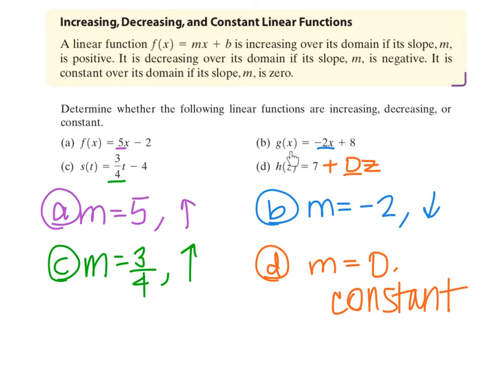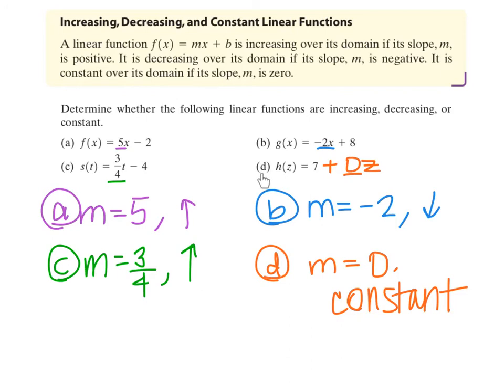Also in B, my input is x, my m value, my slope is negative 2, and that means that I have a decreasing function or slope because the slope is negative. And then in part C, I have an input of t. That's not a problem. 3/4 is going to be my slope. That's positive, so it's increasing.